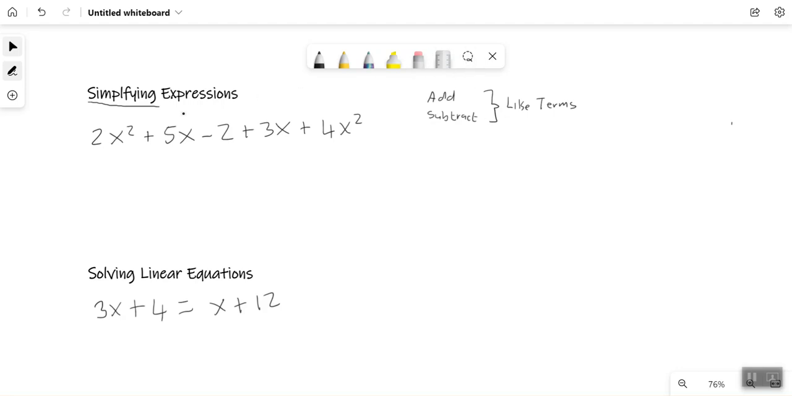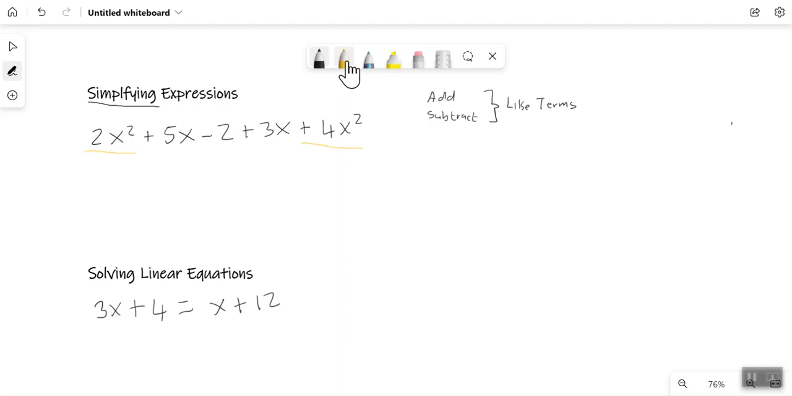So what does that mean? It means that if we take this first term here, we can see that this is 2x squared. So the x squared part is what you're comparing with the other terms. In order for a term to be a like term with 2x squared, it has to have x squared within the term. So for example, 2x squared and plus 4x squared are like terms.